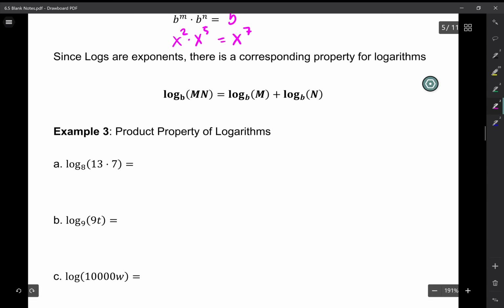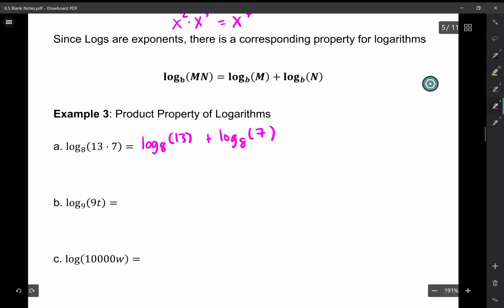Let's look at the first example. The first example says log base 8 of 13 times 7. Well, we can rewrite this as log base 8 of 13 plus log base 8 of 7. All right, let's try the next one. This is log base 9 of 9 plus log base 9 of t. Now we can simplify this one even more because we know what log base 9 of 9 is. 9 to the 1 equals 9. So this becomes 1 plus log base 9 of t. And you can see that maybe that's a little bit simpler.